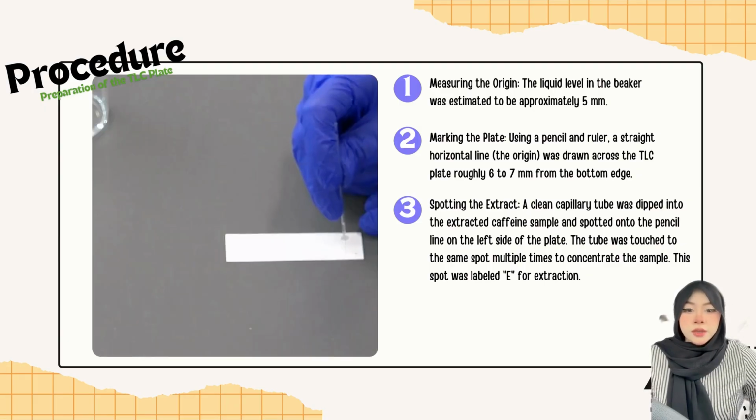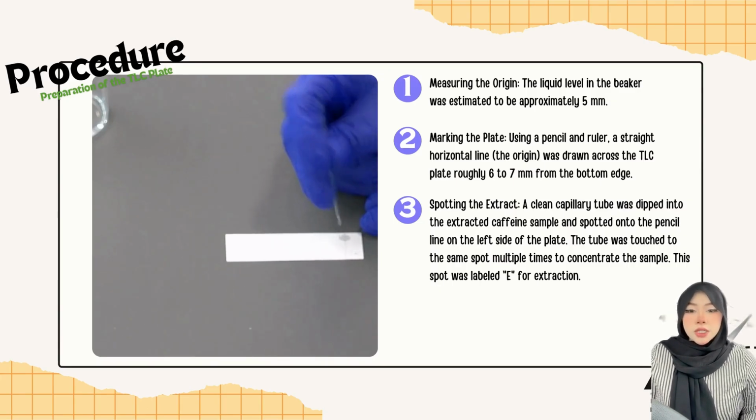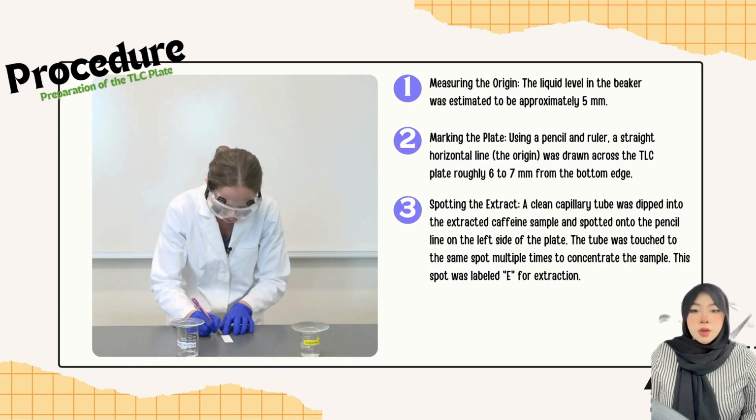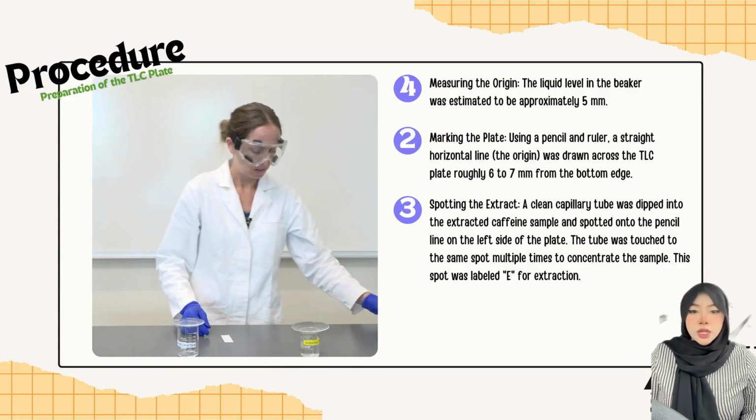from the bottom edge. Next, a clean capillary tube was dipped into the extracted caffeine sample and spotted onto the pencil line on the left side of the plate. The tube was touched to the same spot multiple times to concentrate the sample. This spot was then labeled E for extraction.